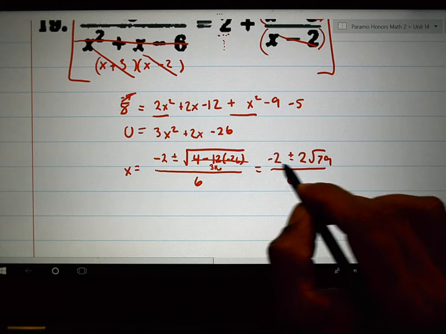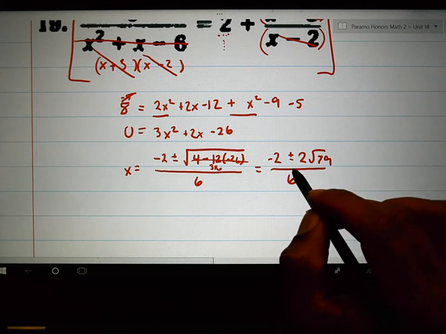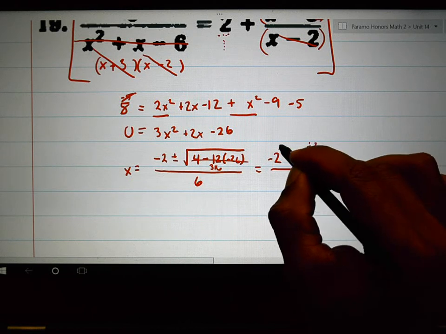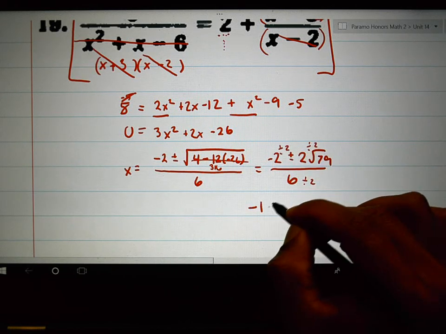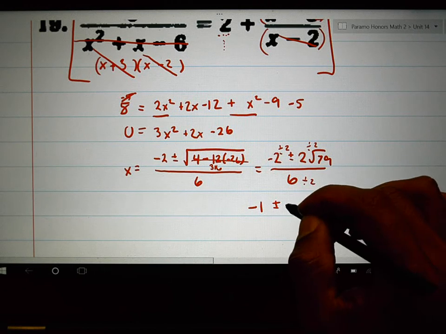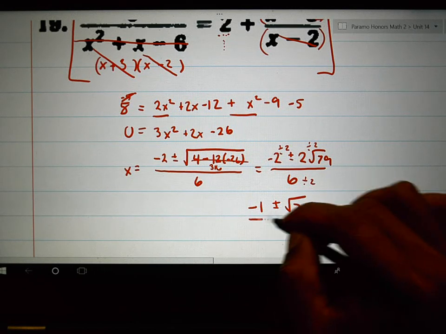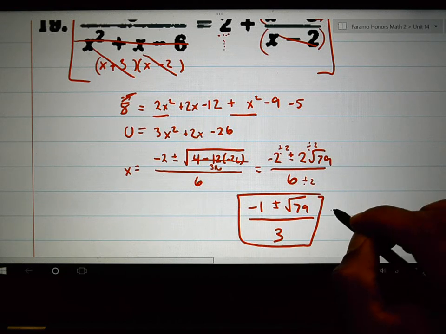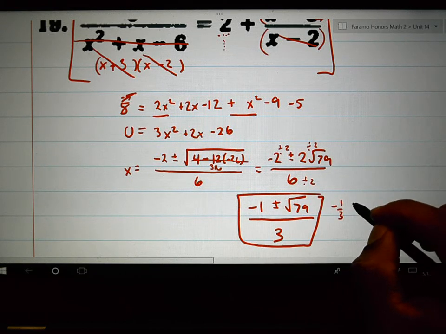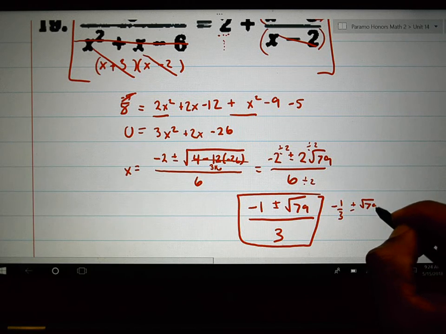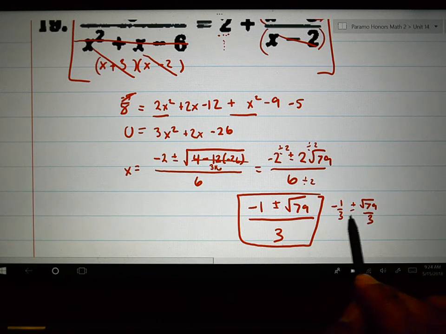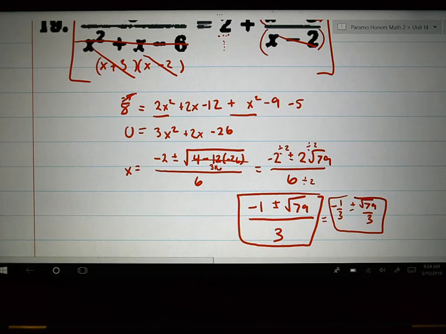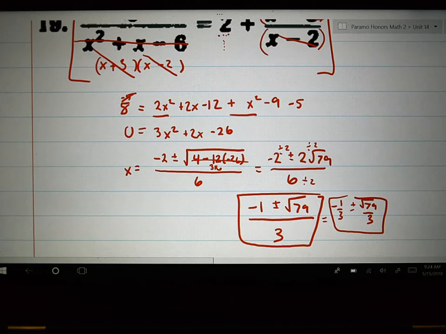I can reduce because this goes in and this goes in. I can divide this by 2, divide this by 2, and divide this by 2. I get this. Negative 1 plus or minus root 79 all over 3. I would also accept negative 1/3 plus or minus root 79 over 3. These two answers are equal to each other. I would also accept this if you split it. I'm going to stop your notes right there.